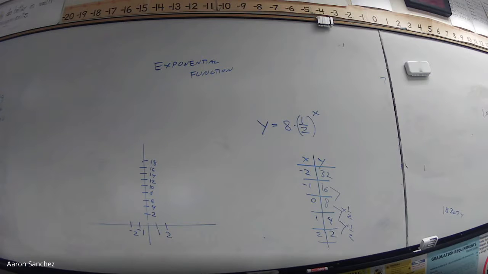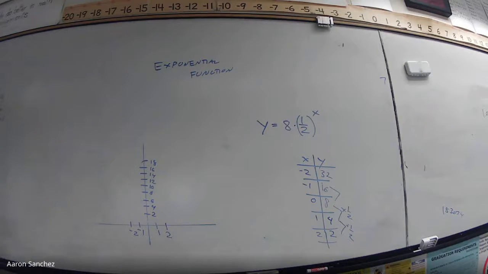0 is 8. And then it's +1. +1 would be 4. And then 2 would be 2, right? So it's going to go down. It's going to start going over here.